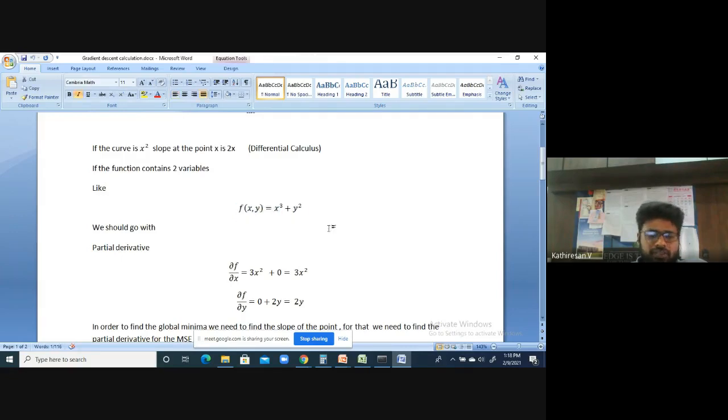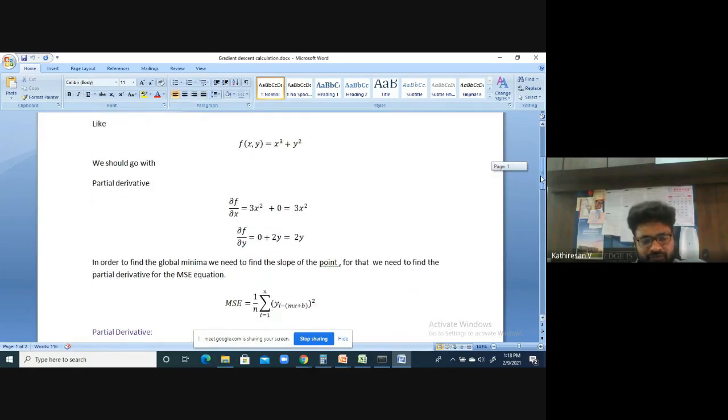So partial derivative is nothing but dou f divided by dou x. So 3x square plus 0 equal to 3x square. This is the partial derivative with respect to x. This is the partial derivative with respect to y. So two variables are here, x and y. The partial derivative with respect to x we have to find, and the partial derivative with respect to y also we have to find. These two we have to find.